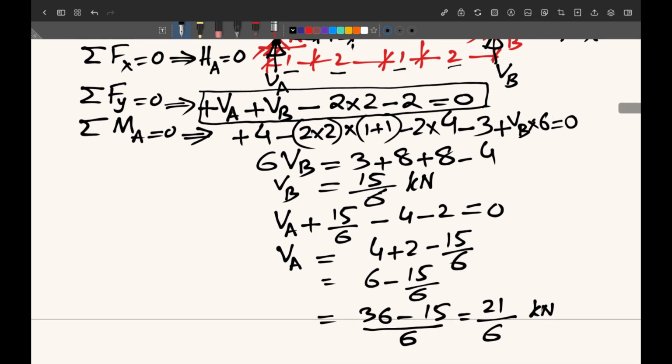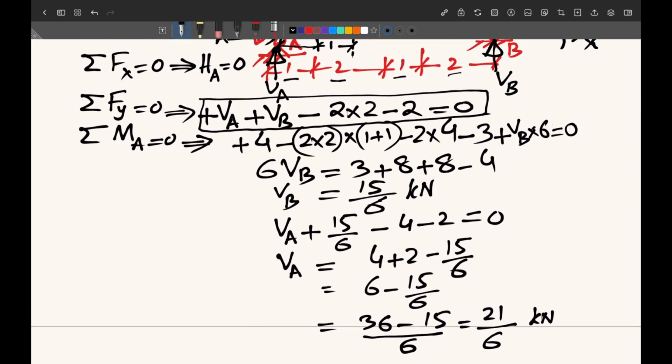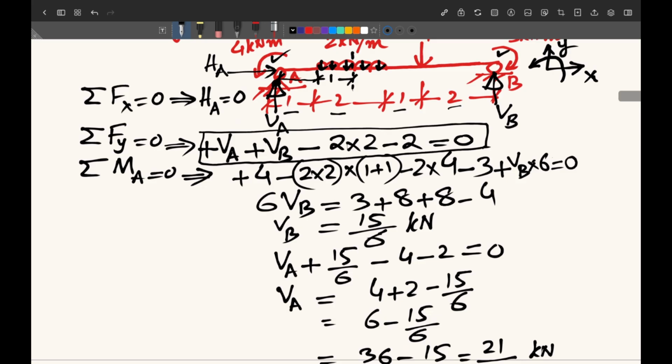This is a very common question which comes in the exams, and also when you are solving problems of fixed ended beams, this type of situation comes. I hope this video lecture has helped you in your problem solving skills for support reactions of simply supported beams.